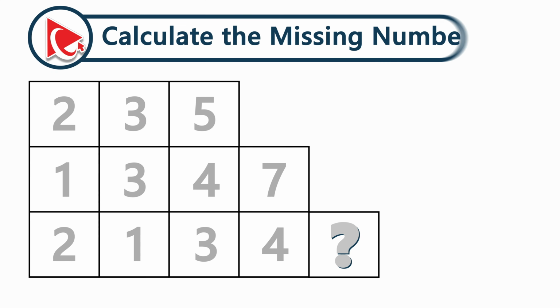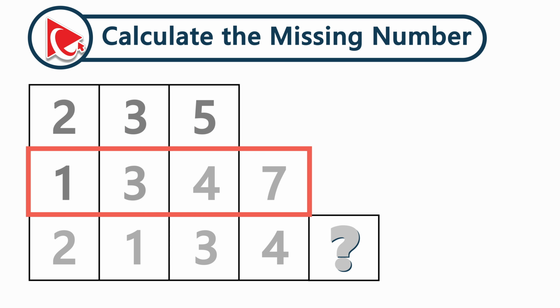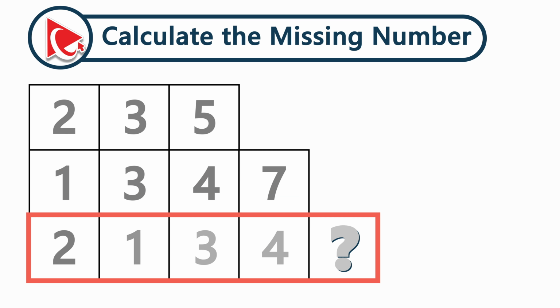You're presented with a cool-looking shape. First row in the shape has numbers 2, 3, and 5. Second row has numbers 1, 3, 4, and 7. And then the third row has numbers 2, 1, 3, 4, and then comes the missing number, which you need to calculate and select your answer out of 4 possible choices.